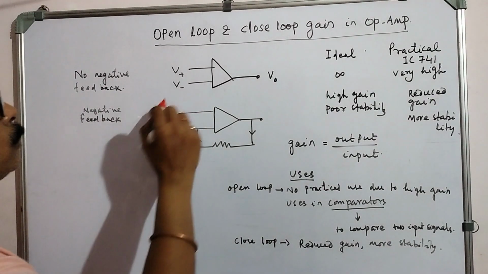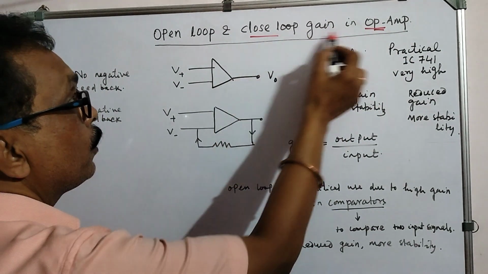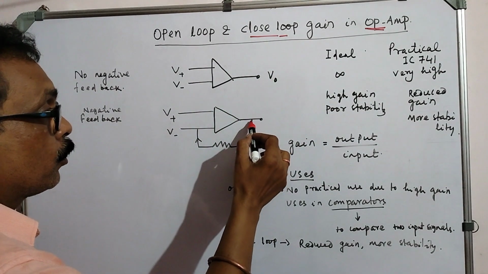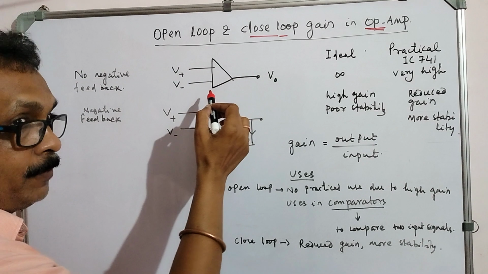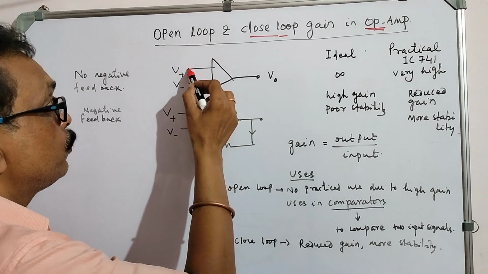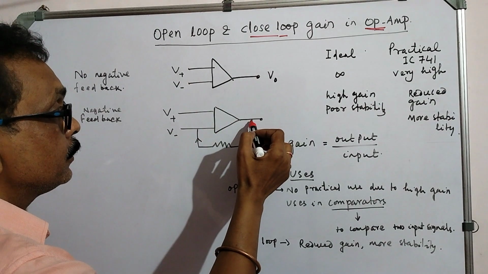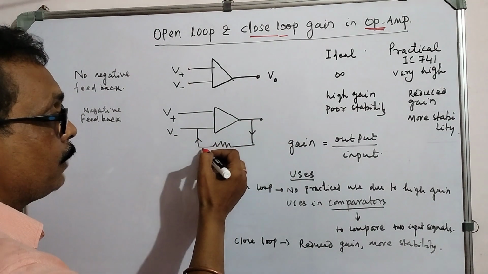So, what is an open loop operational amplifier and what is a closed loop operational amplifier? Loop means a closed structure. This is a loop. This is an operational amplifier. You have inputs and you have output, and this is a feedback circuit. This is called a feedback circuit.